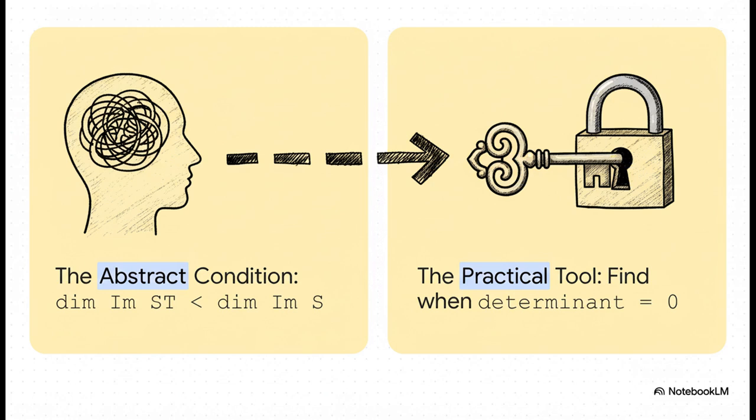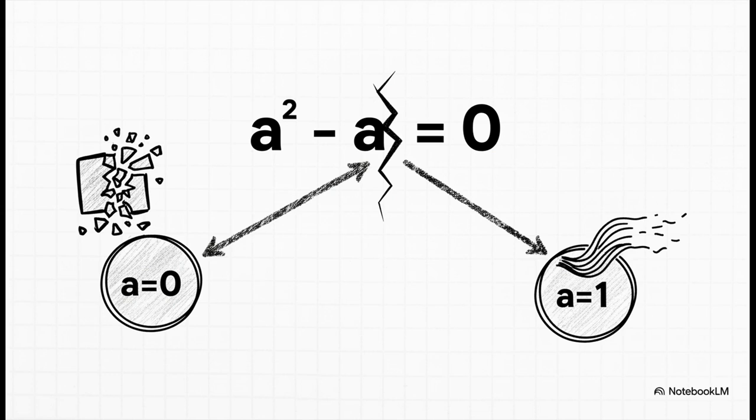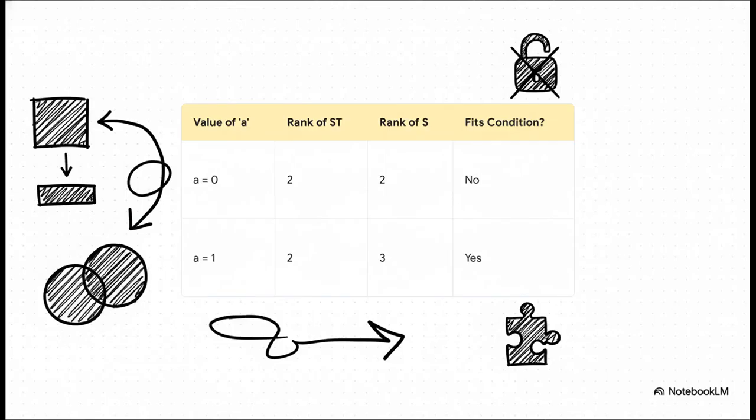That's our clue. So we do the math, we calculate that determinant, and we figure out when it equals 0. And the calculation tells us this particular transformation only breaks at two very specific points, when this little parameter a is either 0 or 1. These are our weak spots. But remember our original condition. We have to check both of these values.